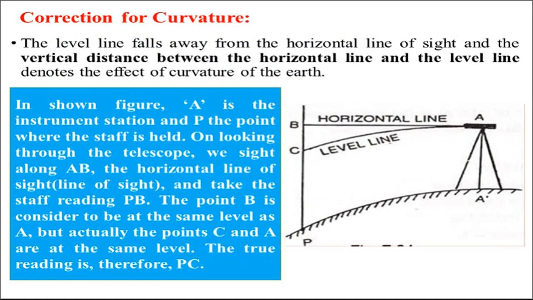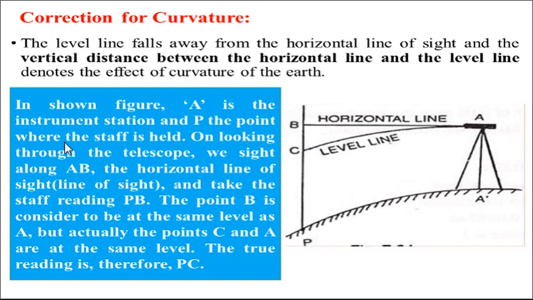Curvature correction. Now here we are going to study a small derivation. For that, a figure is given. First, the level line falls away from the horizontal line of sight, and the vertical distance between the horizontal line of sight and the level line denotes the effect of curvature of the earth. So here at point A, where we have set the level, after properly leveling, this is the horizontal line of sight, and this is the level line which cuts the staff at point C.